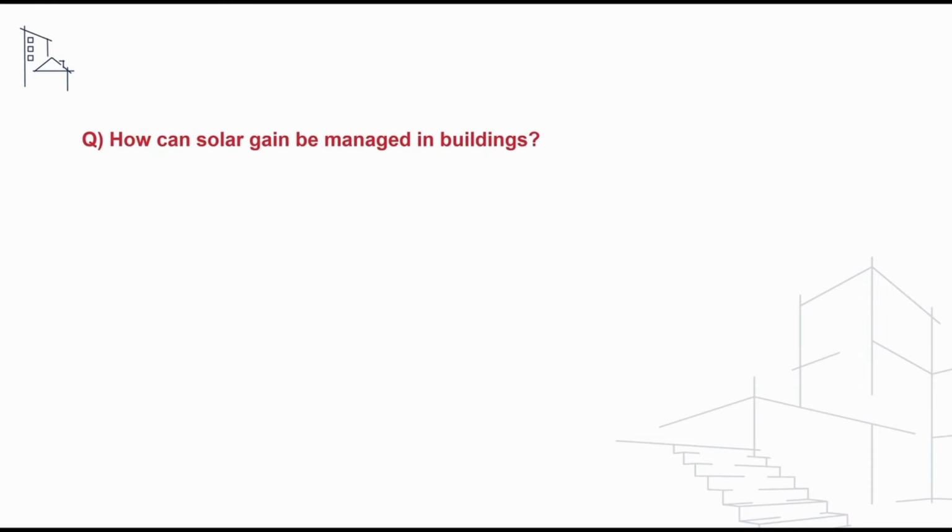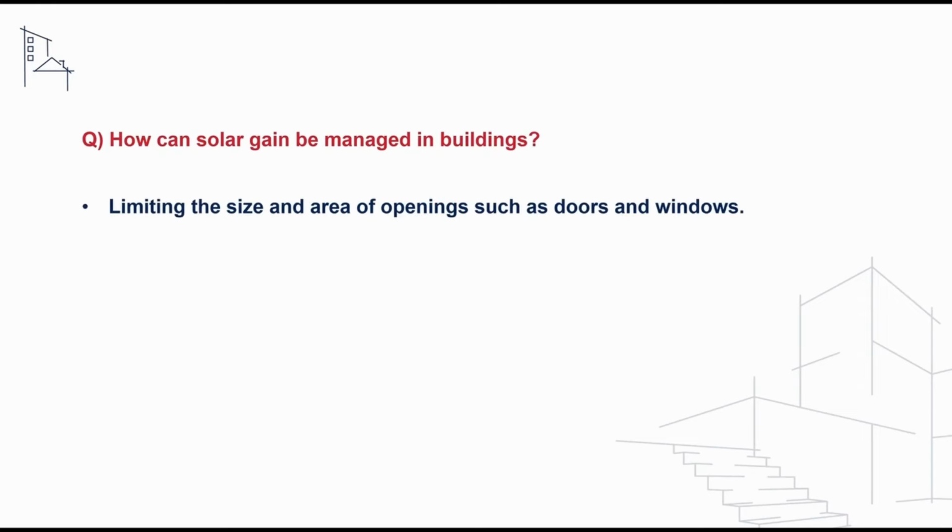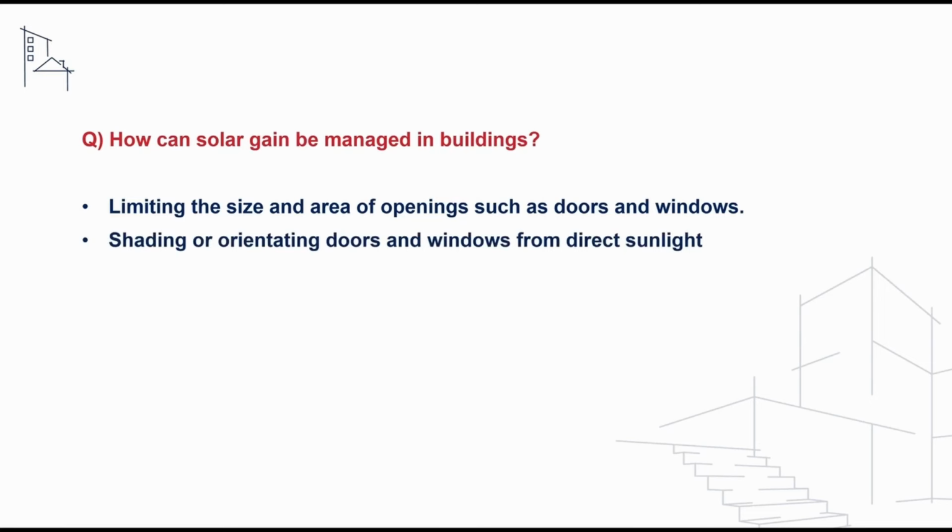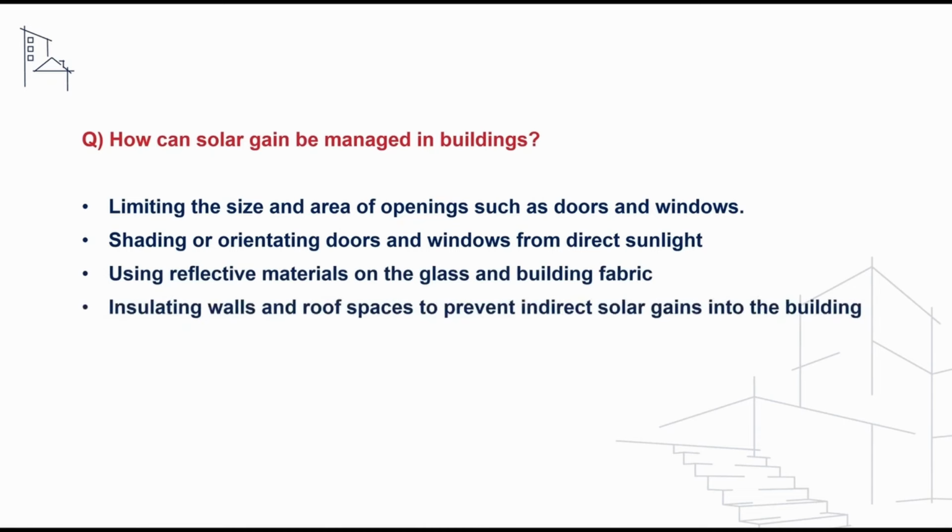We may also be asked a follow-on question to this, checking our understanding of how solar gain can be managed within buildings, and to address this we can say that we would limit the size and area of openings such as doors and windows. We could use solar shading or orientating doors and windows away from direct sunlight, and use reflective materials on the glass and building fabric. We could also use insulating walls and roof spaces to prevent indirect solar gains into the building.